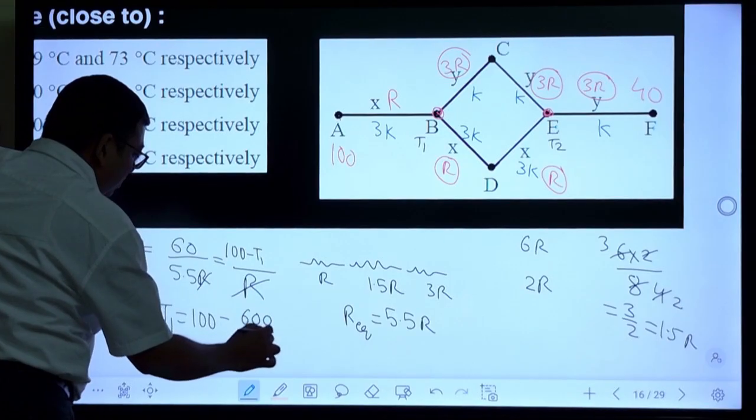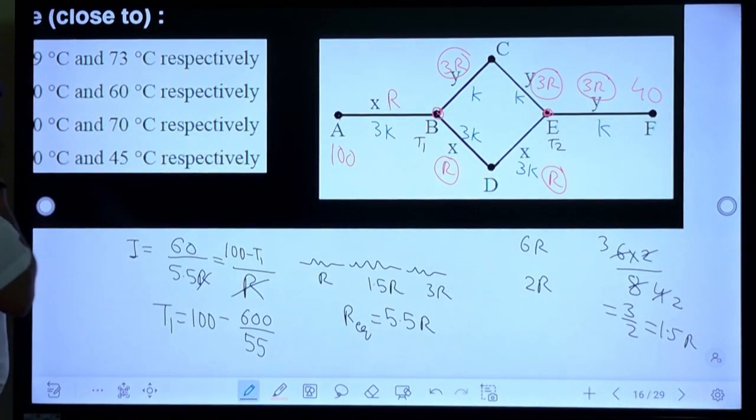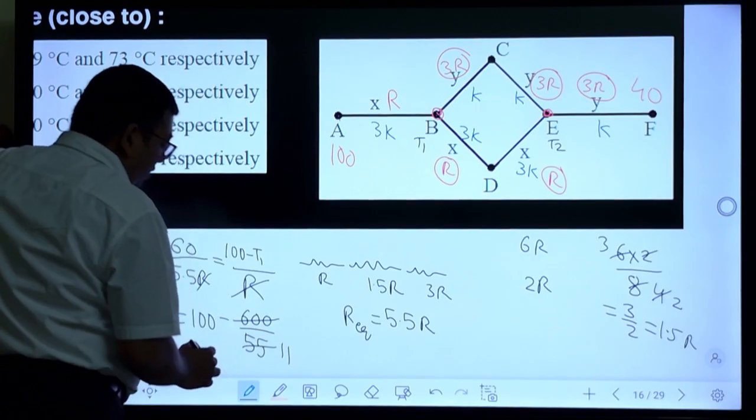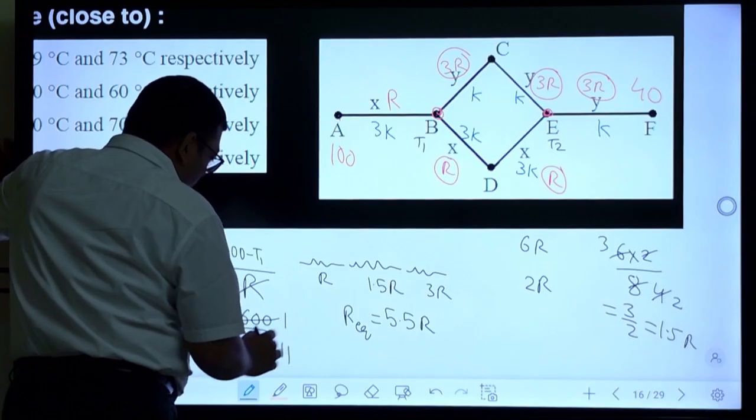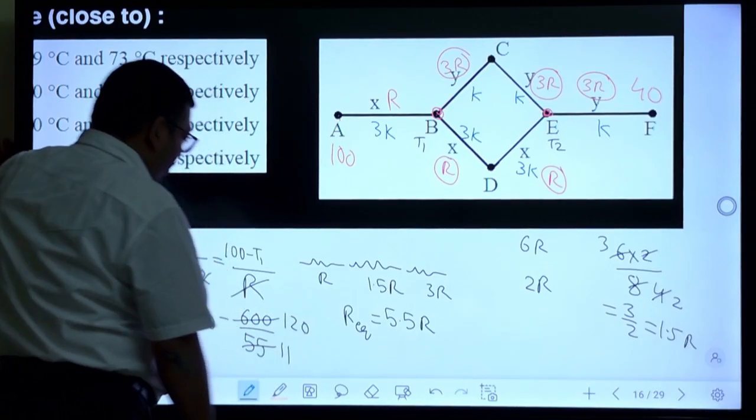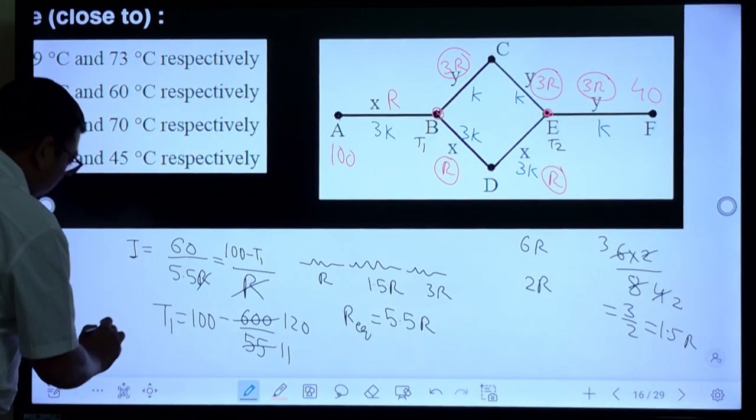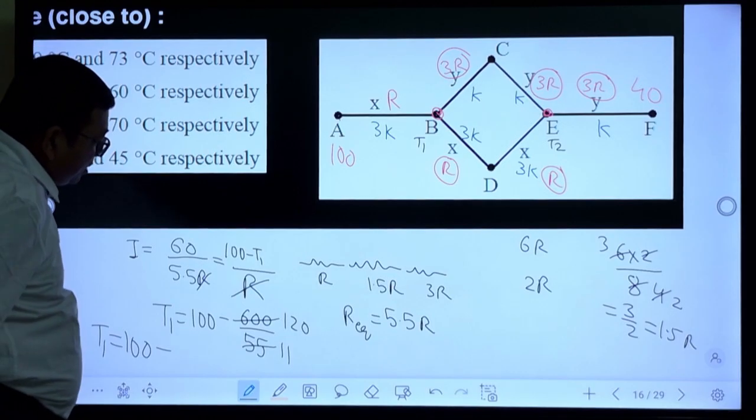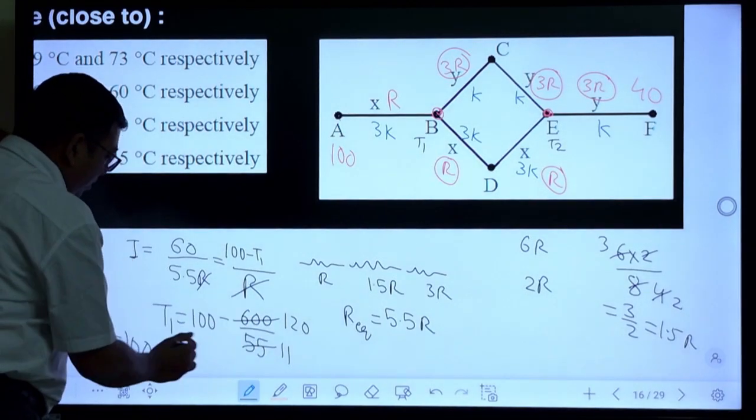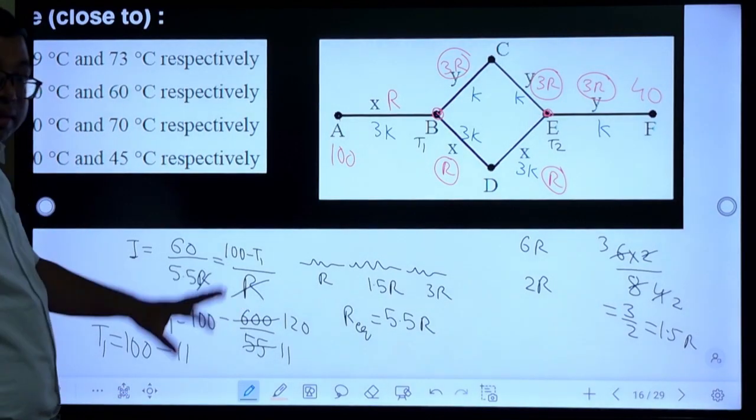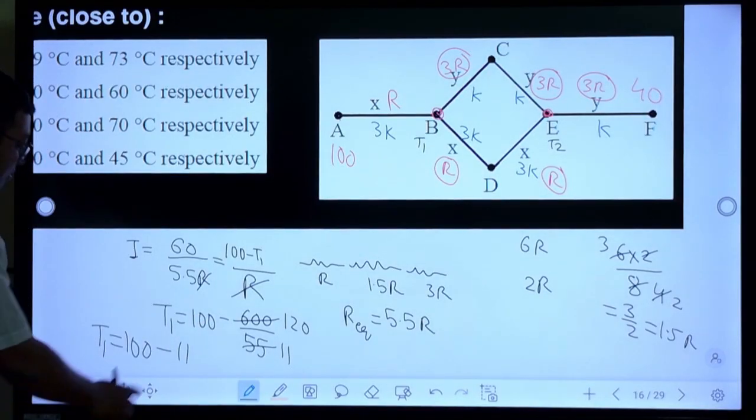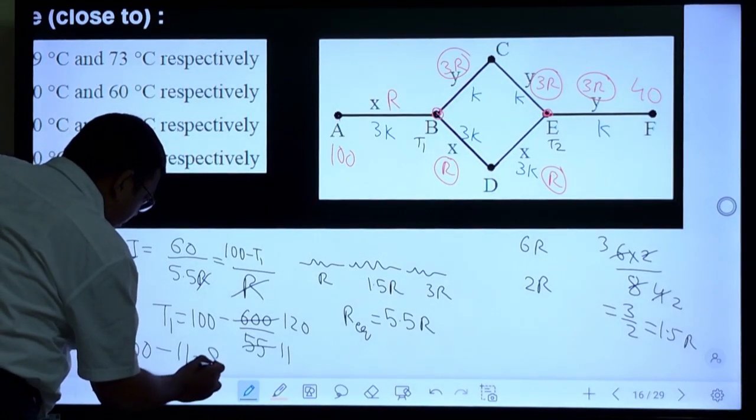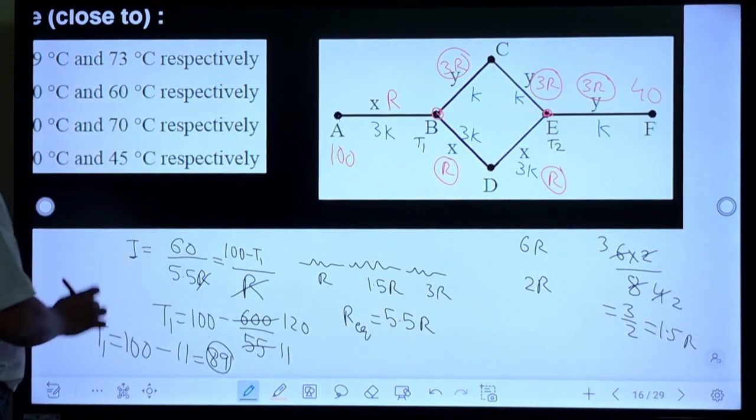So we will get T1 as 100 minus 60, you can take 600 by 55. Check out this much. 11 we can cancel. 5, 11 and 5, 1, 2, 120, right? So how much will it come? T1 will be coming as how much? 100 minus 120 by 11, nearly 11 you can say, right? Nearly 11, because 120 can be taken as 121. So 100 minus 11 will be how much? 100 minus 11, 89, correct? 89.